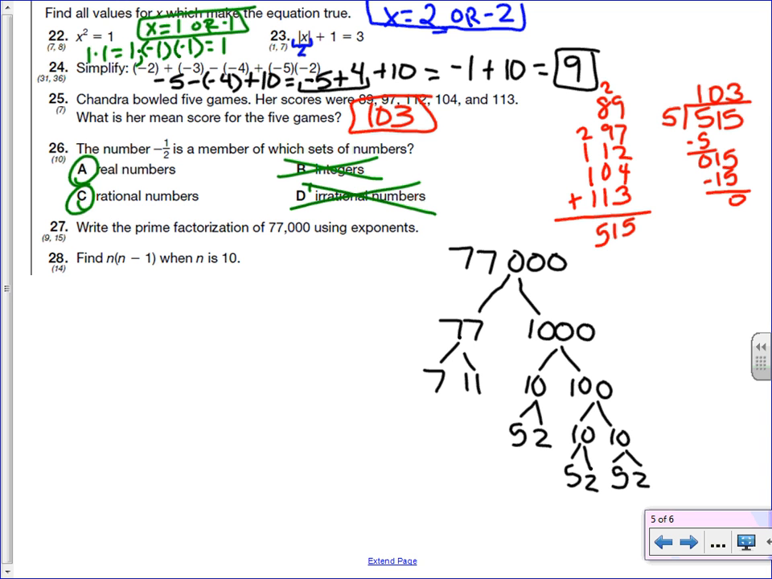5 times 2. So we have 3 2's. So we have 2 to the third. We have 3 5's. 5 to the third times 7 times 11.